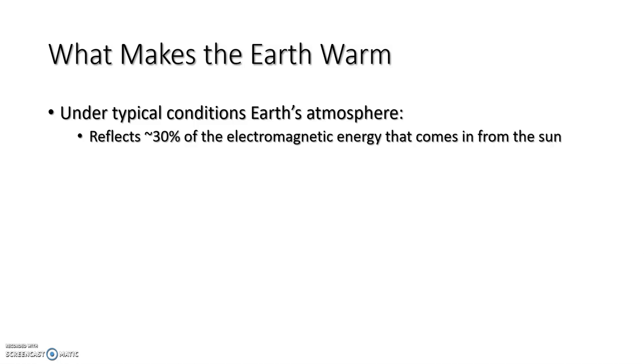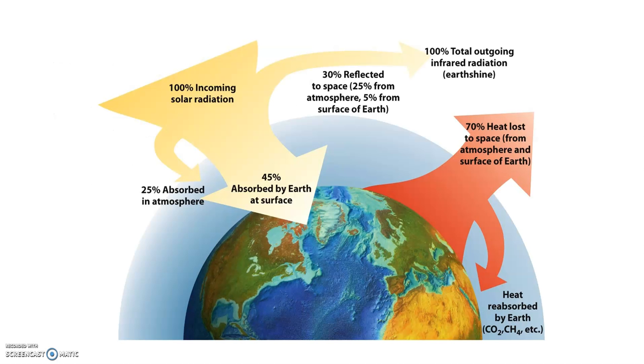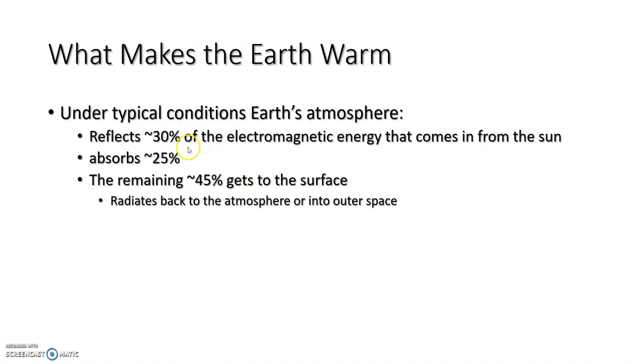Right? So under typical Earth conditions, about 30% of it is reflected, 25% is absorbed, and the remaining 45% is onto the surface. It radiates back into the atmosphere or into outer space. And this is the point right here where these greenhouse gases absorb that energy and make us warm like a blanket. So I'm going to stop here. On the next video, we're going to continue our discussion of what this means.